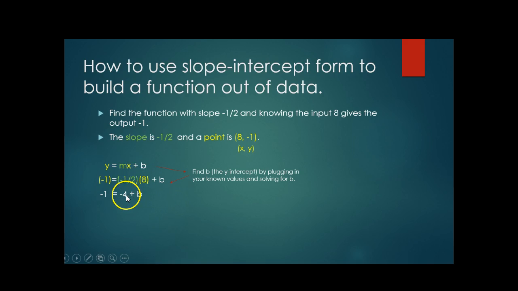So we need to find the y-intercept by plugging in those values and then solving for b. Negative 1/2 times 8 is negative 4. Bring down the negative 1. Bring down the b. Simplify by adding 4 to each side. b is 3. So now we know the b, which is our y-intercept, and we know the slope is negative 1/2. So we plug those into slope-intercept form, and there's our function.